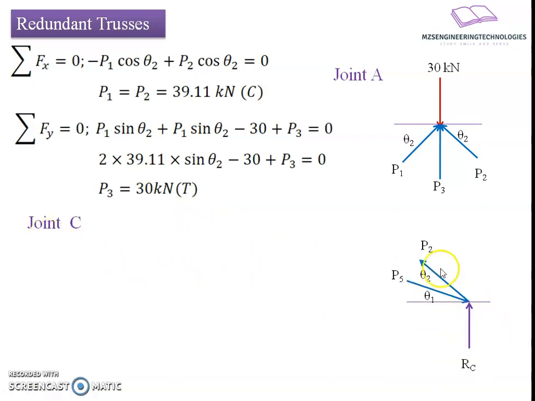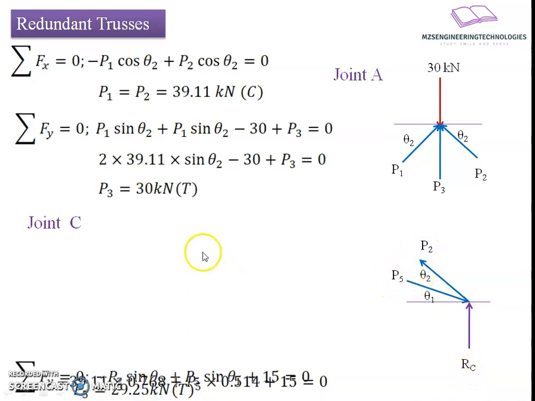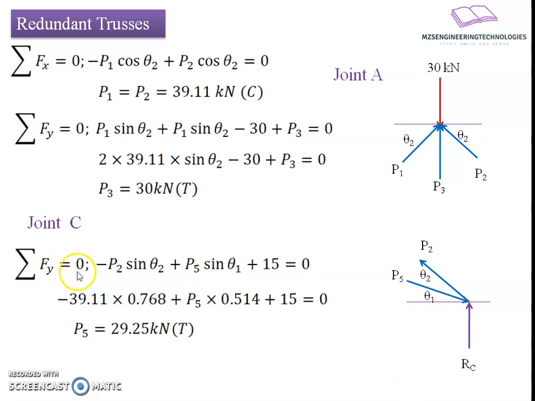Now I will go to the joint C. If I have free body diagram, there are three forces, reactive force RC, P2 and P5. Among this, P5 is unknown, so I will write summation of forces in vertical direction equals to 0: minus P2 sin theta 2 plus P5 sin theta 1 plus 15. The value of P2 is known to us, 15. The reactive force we know. If we substitute the respective values, we get P5 equals to 29.25 kilonewton in tensile nature.